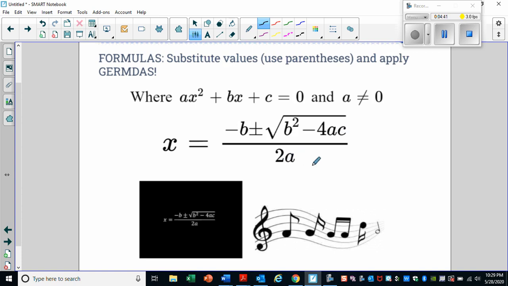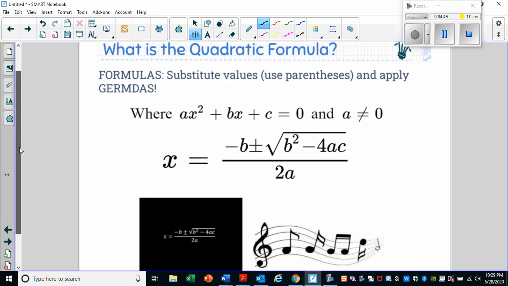And there's a song similar to Pop Goes the Weasel in order to remember how you apply the quadratic formula. So x is equal to -b plus or minus the square root of b squared minus 4ac all over 2a. That's basically how you could remember the quadratic formula. Let's take it one more time: x is equal to negative b plus or minus the square root of b squared minus 4ac all over 2a.